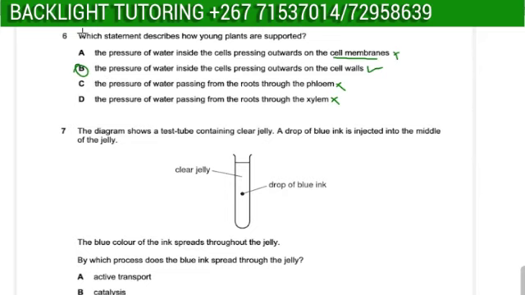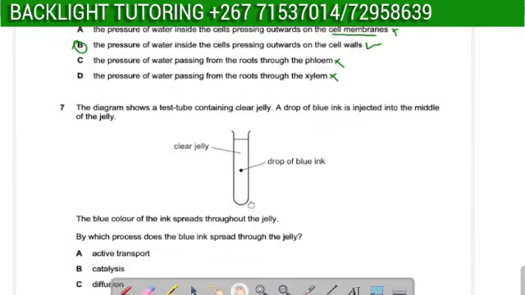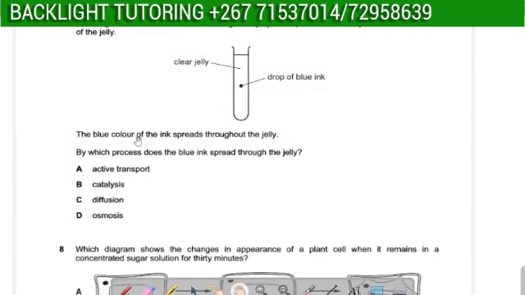Continue on to question 7. Question 7 says the diagram shows a test tube containing a clear gel. A drop of blue ink is injected into the middle of the gel. Right, this is the test tube. The blue color of the ink spreads throughout the gel. By which process does the blue ink spread through the gel? So this is just diffusion. That's just diffusion.